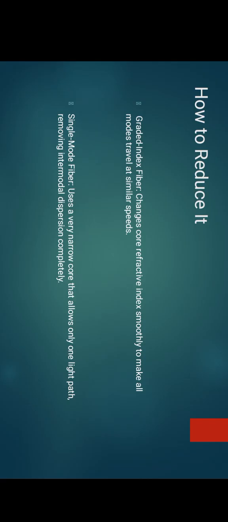Next is how to reduce intermodal dispersion. First one, we use graded index fiber. That is, it changes the core refractive index smoothly to make all modes travel at similar speeds. Next one, single mode fiber. It uses a very narrow core that allows only one light path, removing intermodal dispersion completely.